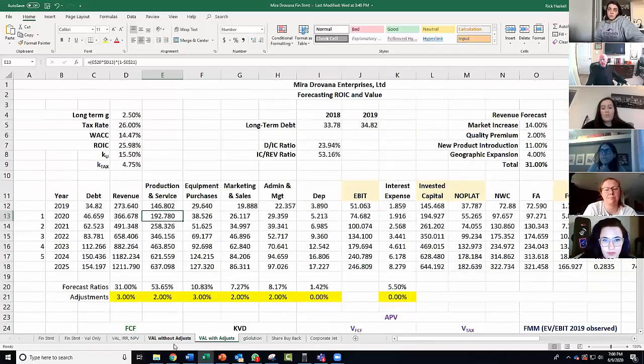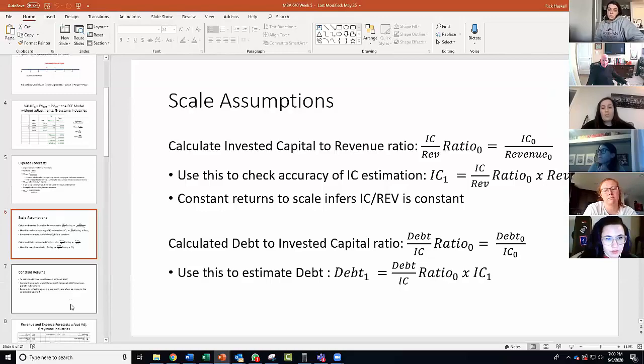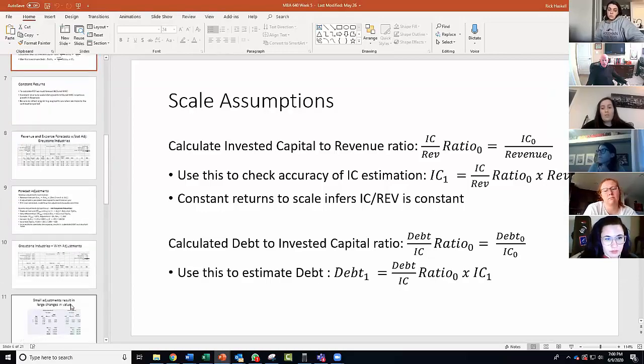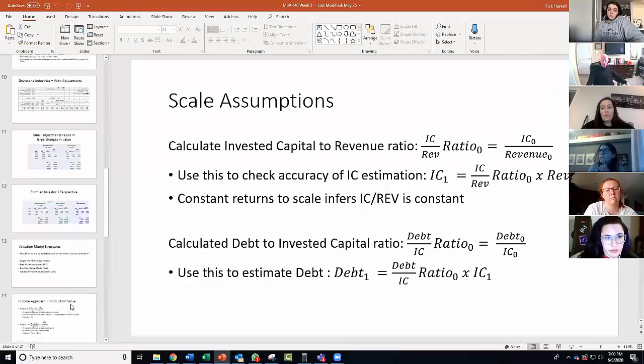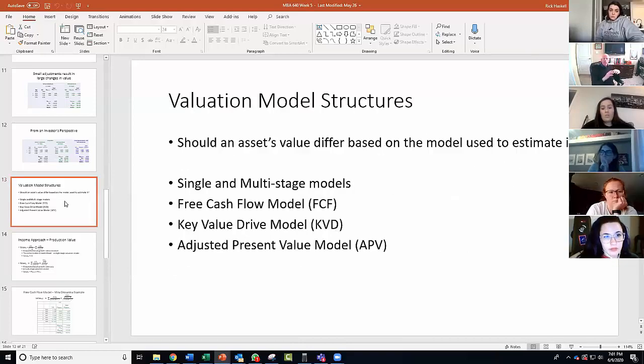So what I want to do now is come back and start talking about models. I'm going to skip a whole bunch of slides I've got here that are already up online for you because I've already talked through them. So now we're going to transition into a discussion about valuation models.